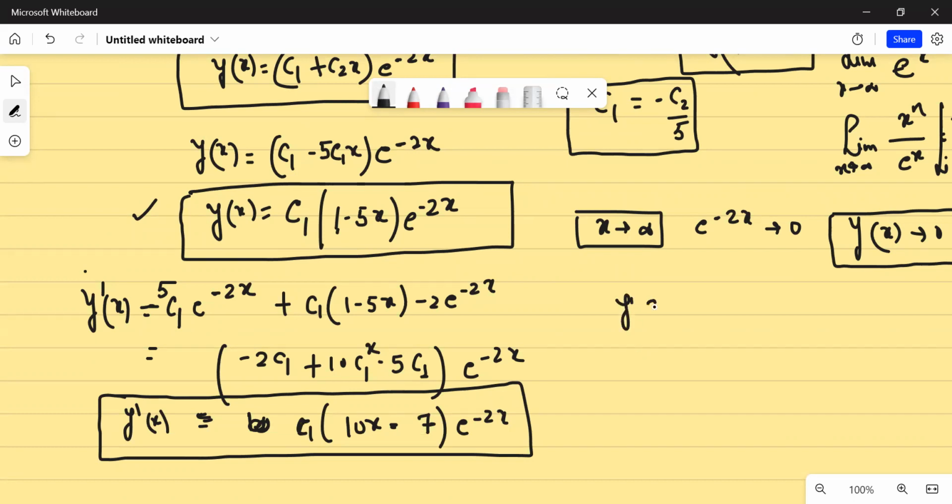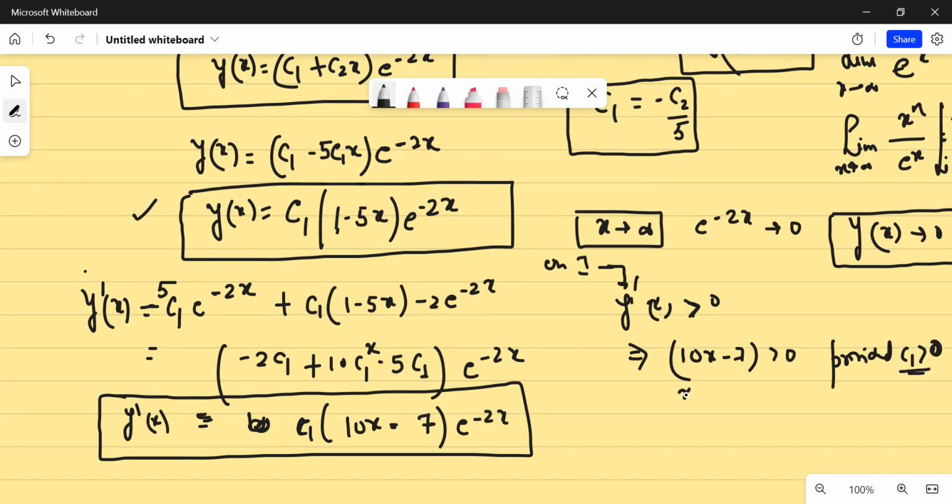If y dash x is greater than 0 on an interval I, that is, if I say my function is increasing, it implies your y dash x must be greater than 0. And that implies your 10x minus 7 must be greater than 0, provided c1 is greater than 0. So right now I'm doing the case where c1 is greater than 0. Then for all x greater than 7 by 10, my function would be increasing, and for all x less than 7 by 10, my function would be decreasing.